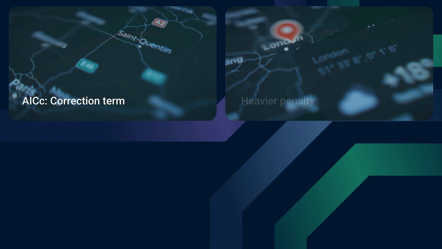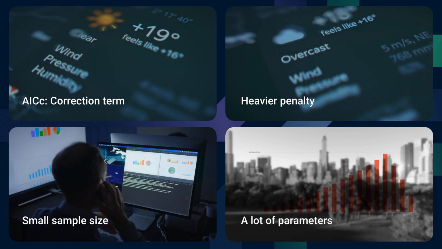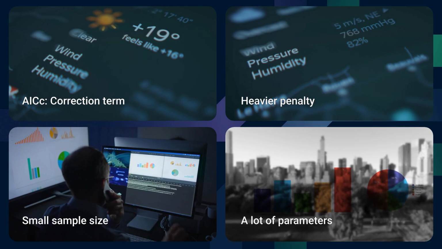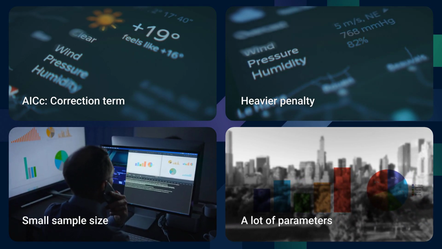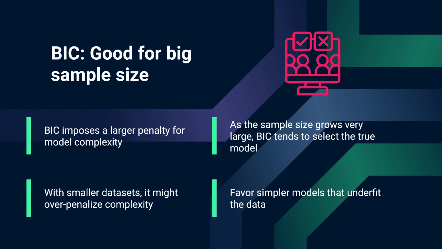AICc addresses this issue by introducing a correction term that increases the penalty for complexity with smaller sample sizes, making it a better choice when the number of data points is not substantially larger than the number of parameters. BIC, on the other hand, imposes a larger penalty for model complexity compared to AIC and AICc. As the sample size grows very large, BIC tends to consistently select the true model, assuming the true model is among the candidates. However, with smaller datasets, it might over-penalize complexity and favor simpler models that underfit the data.